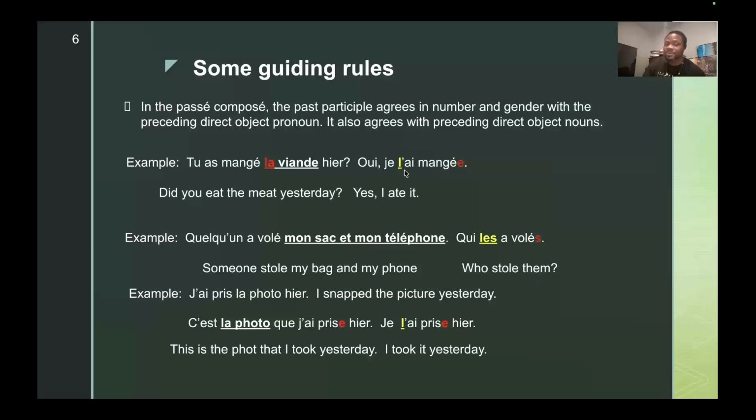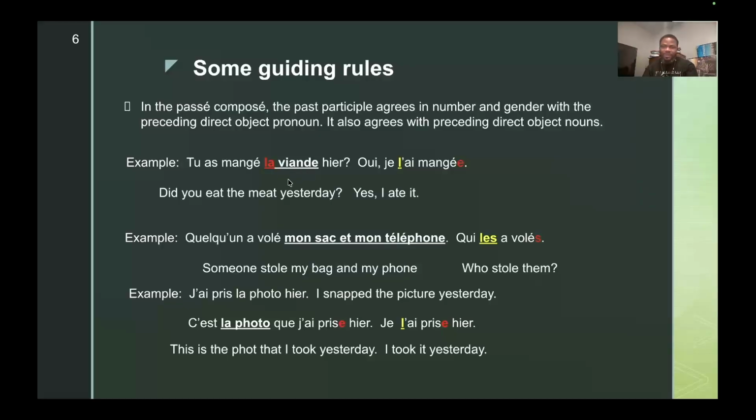Now let's look at this. Tu as mangé la viande hier. Si, tu as mangé la viande. Tu as mangé quoi? You ate what? La viande. Here you see that la viande, which is the direct object, comes after the verb. The verb here is as mangé, the verb manger in passé composé. So the direct object comes after the verb in this question. So, there's no agreement, nothing.